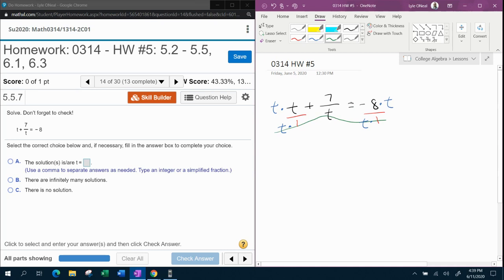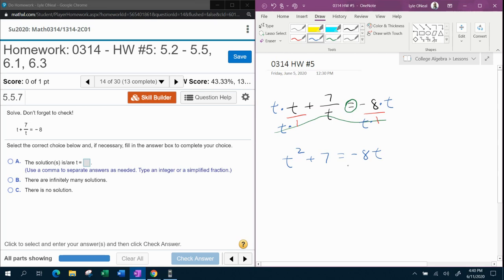Okay, now this only works if you have an equation. It won't work for an expression. So what are we going to have now that we've got rid of the fractions? We're going to have t times t, which is t squared, plus 7 equals -8t. And so now if you notice, our equation has gone from being rational to being quadratic.